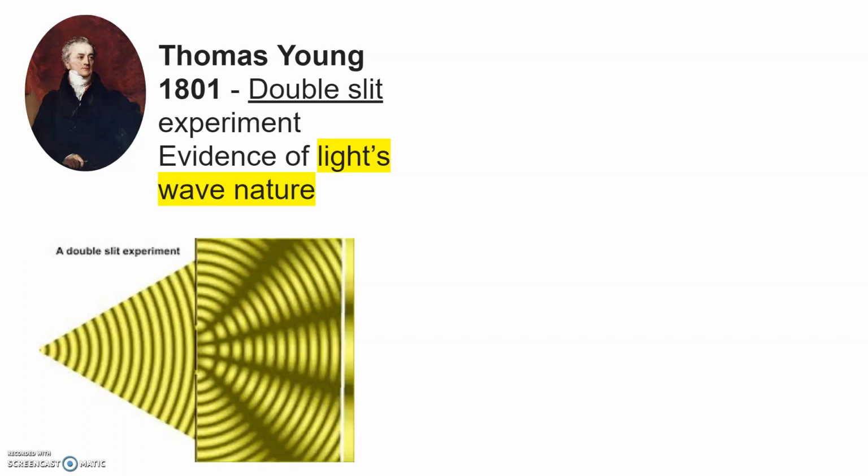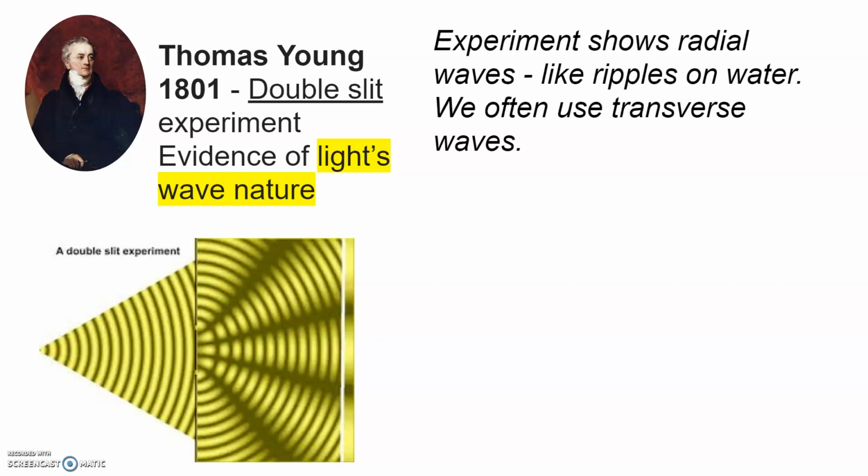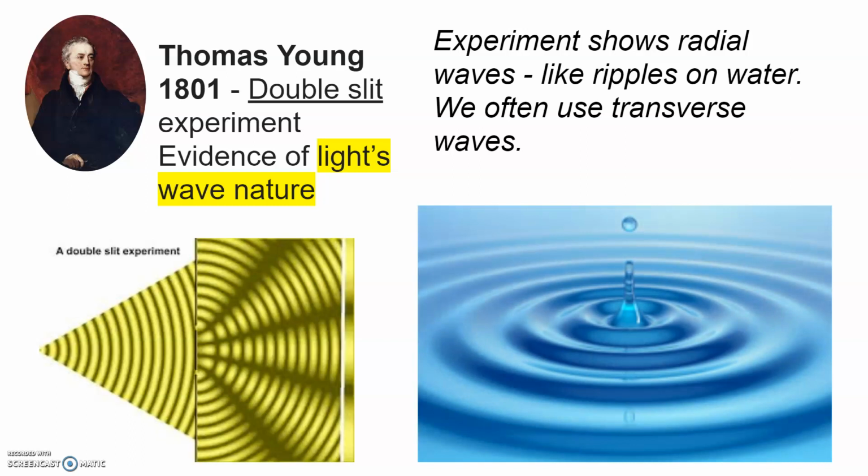In 1801, Thomas Young conducted what's known as a double slit experiment, which gave evidence of light's wave nature. So we're going to talk about this experiment, but before we do, it's important to know that the experiment shows radio waves like ripples on water, and we often use transverse waves. So here's an example of a radio wave. Again, looks like ripples on water. And the transverse wave is sort of like the side view of those ripples.